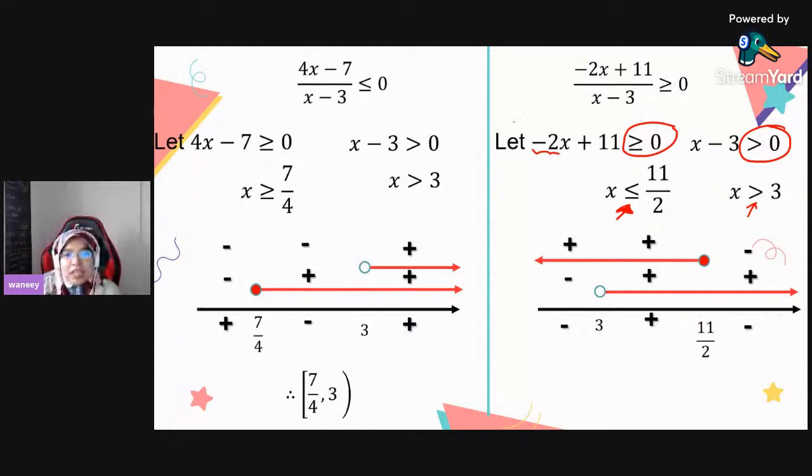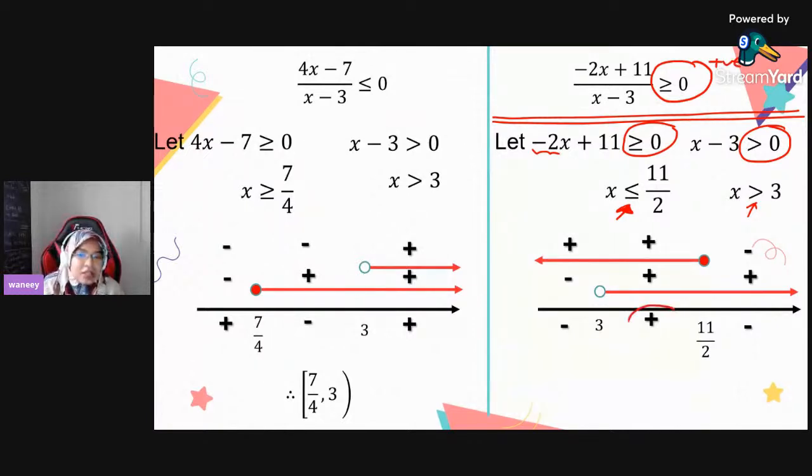And then check the last one before this assuming part. So this is actually something that is greater than 0. I'm looking for some positive answer. So positive answer between 3 until 11 over 2. So that is the answer on the right hand side. So one on the left hand side, one on the right hand side. So now we should combine them together.